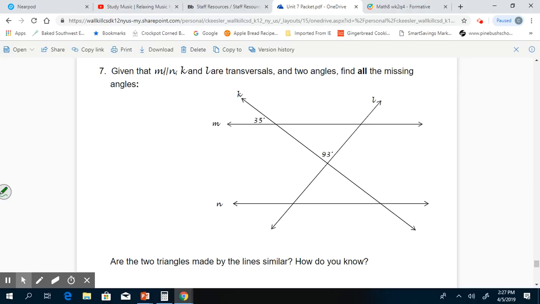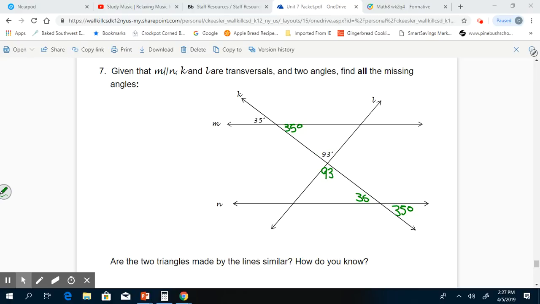If this one is 35, then its vertical angle is 35. And I can follow those down the transversal to match up with these bottom angles. So this is also 35, and this is also 35. And if this is 93, this is also 93.